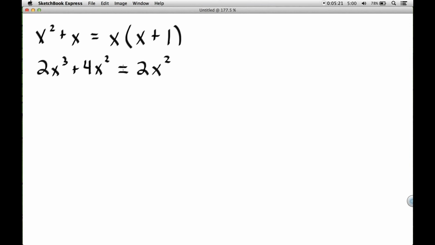So now, once we figure out what we're factoring out, we just have to see 2x squared times what equals 2x cubed. Well, the only thing missing is the x here is one higher. So 2x squared times x is 2x cubed. And then 2x squared times what is 4x squared? Well, the only thing that's different here is 4 is twice 2. So x plus 2. And if you simplify this back out, you'll see we do indeed have 2x cubed plus 4x squared.